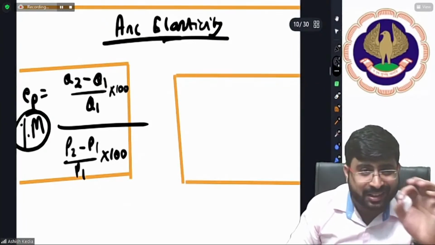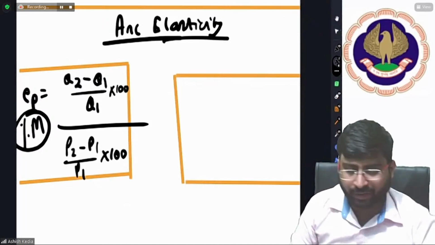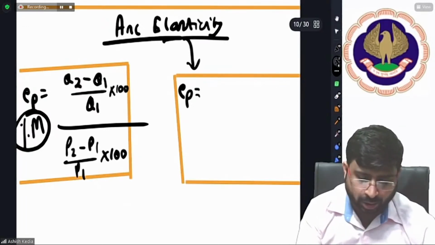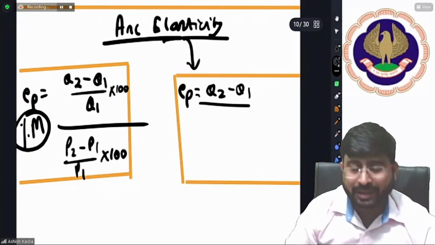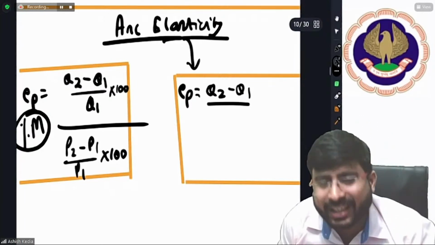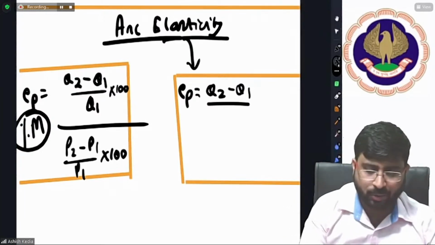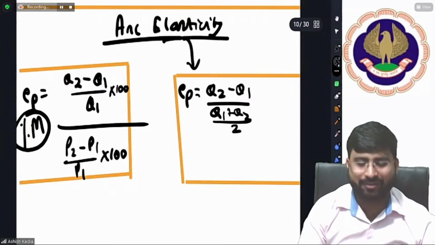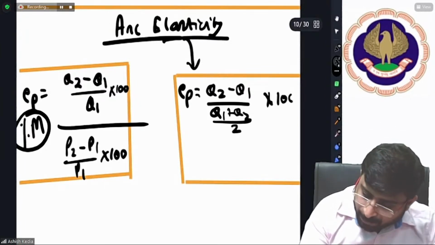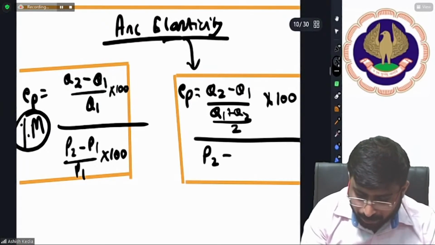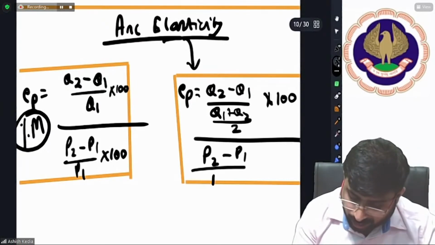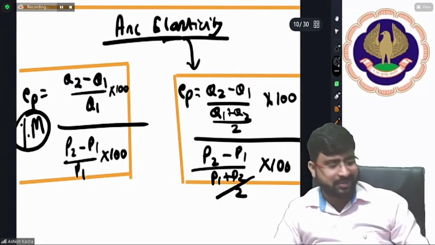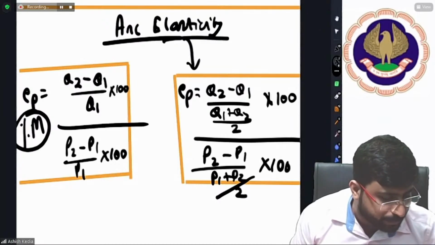Under arc elasticity, the formula is the same, just with a slight difference. EP equals, now look at arc elasticity. Again Q2 minus Q1, but here the quantity will be the average, not the original. So Q1 plus Q2 by 2 in the denominator, into 100, by, again, P2 minus P1 by not the original price but the average price. Other things remain absolutely the same, my dear friends.